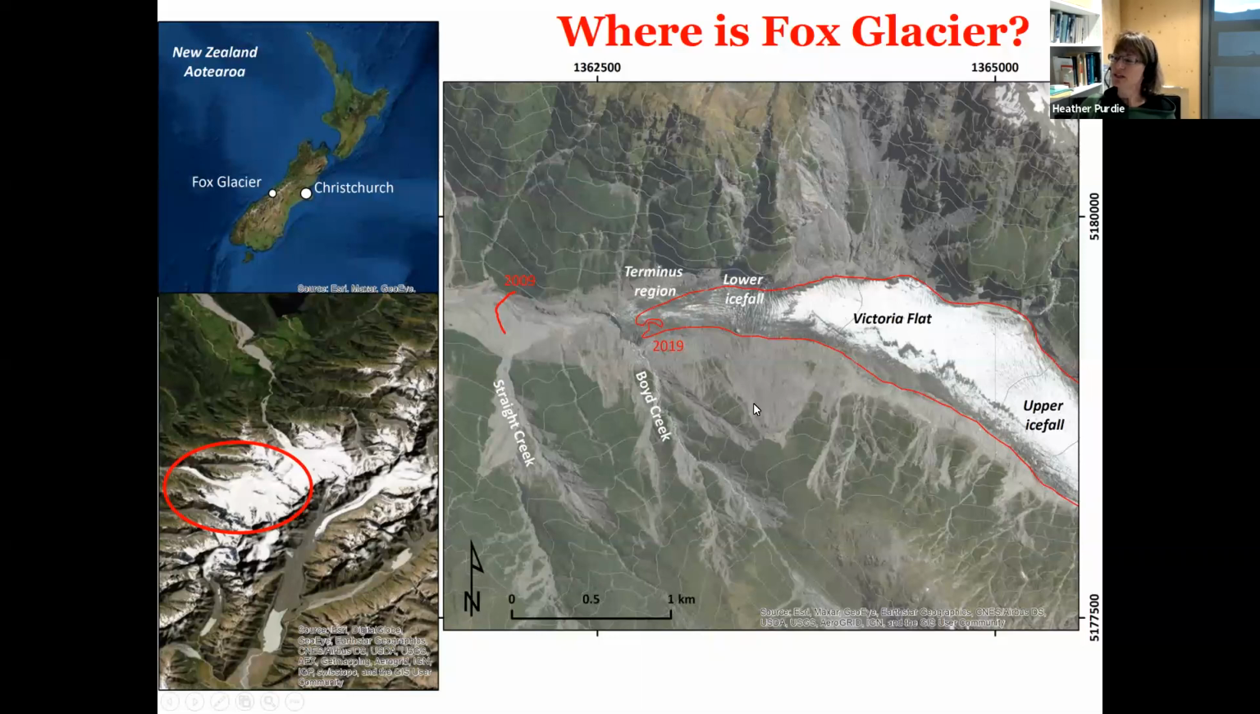And on this map, you can also see the changes in the glacier. In 2009, this was the length of the glacier down by Straight Creek, and our last survey is 2019. The glacier is much shorter and smaller.